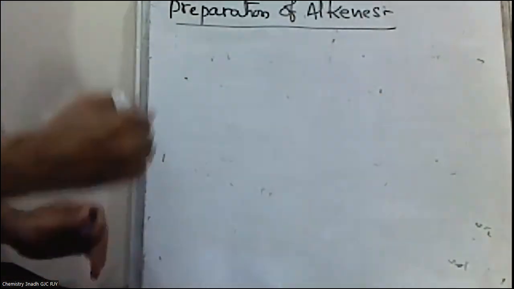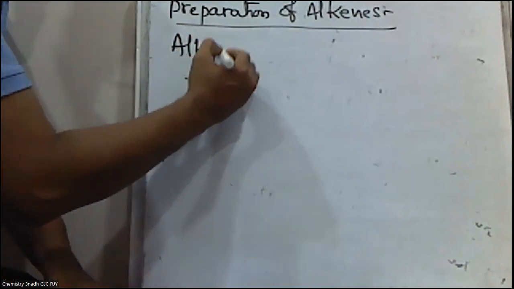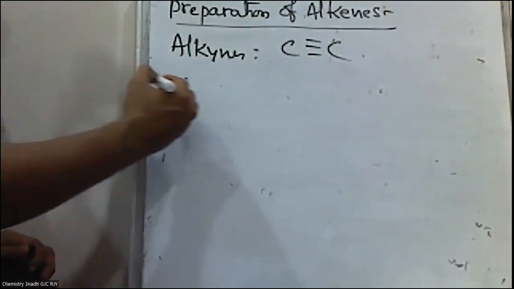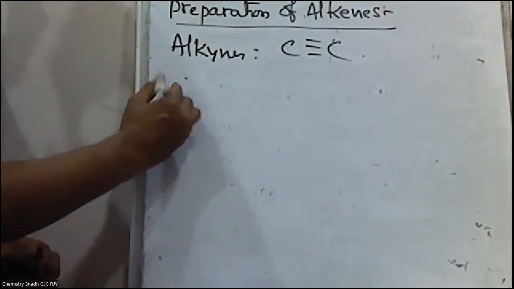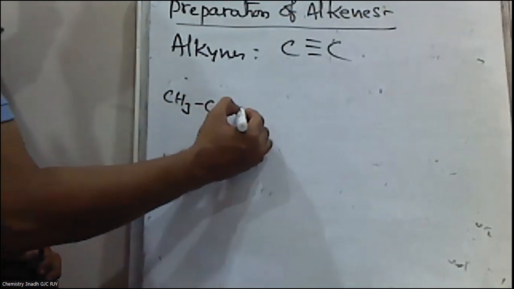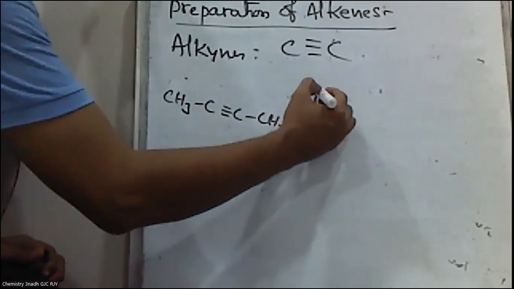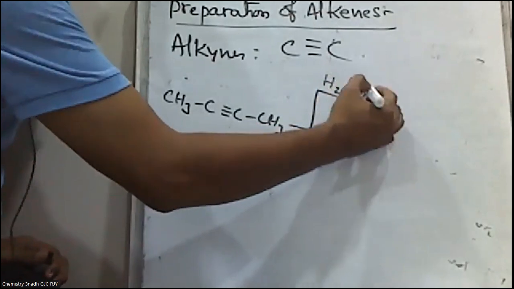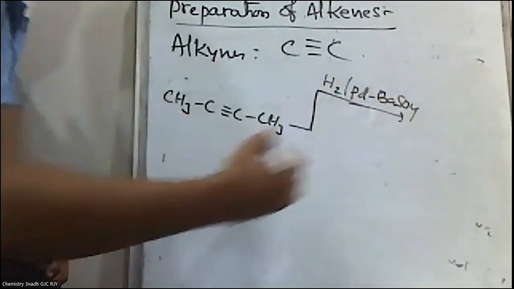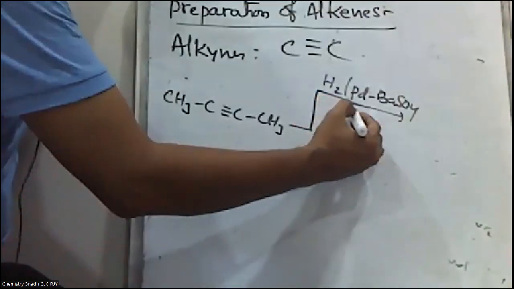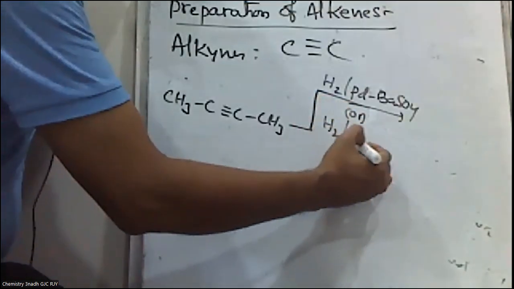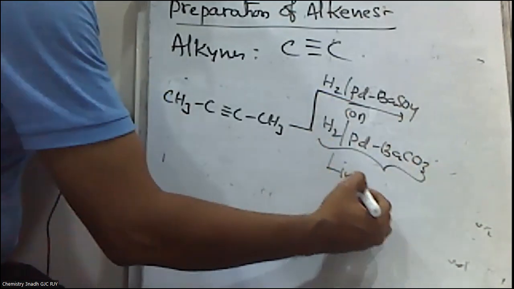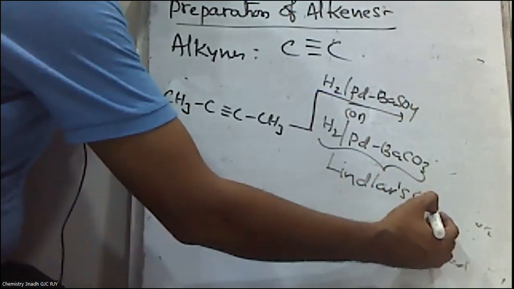Alkynes. We know that alkynes are compounds with a carbon-carbon triple bond. When alkynes are treated with H2 over palladium on barium sulfate, or H2 over palladium on barium carbonate, we call it Lindlar's catalyst.